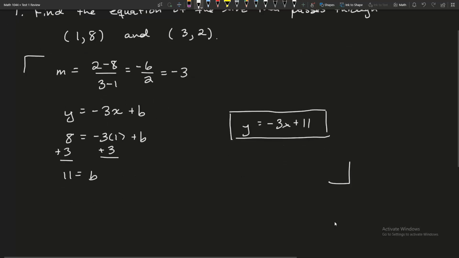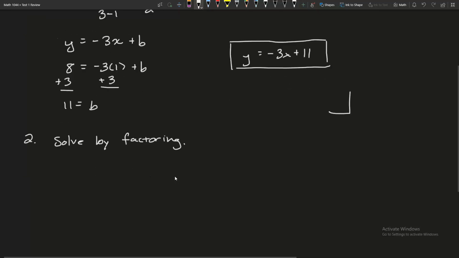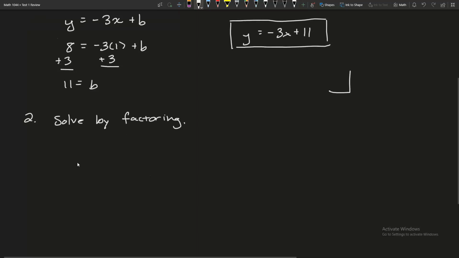Number 2, we're going to look at some factoring problems. So 2, let's say, solve by factoring. So we'll do kind of an easy one and a slightly more challenging one. So for A, let's say we have x squared plus 17x plus 72 equals 0.